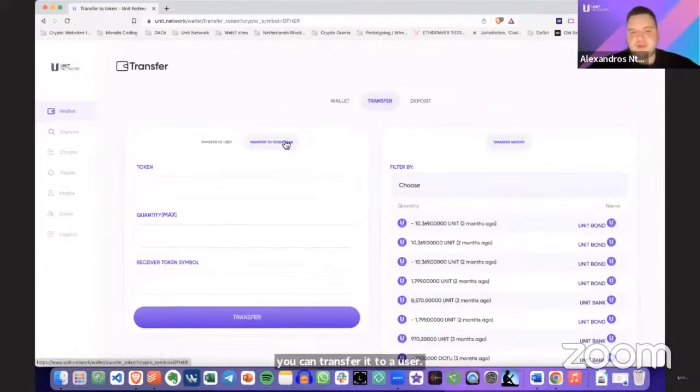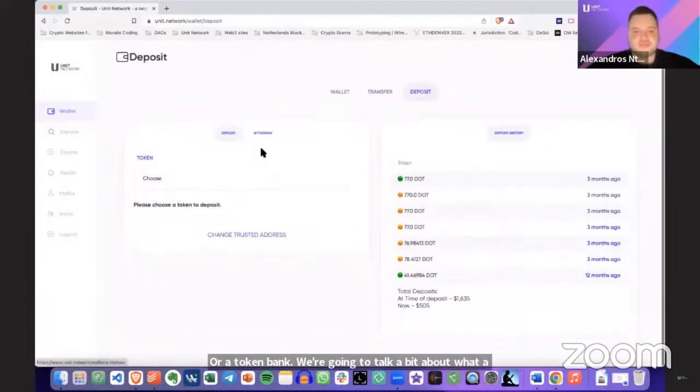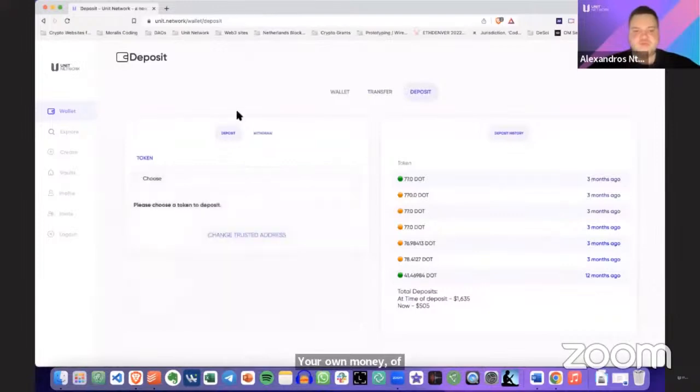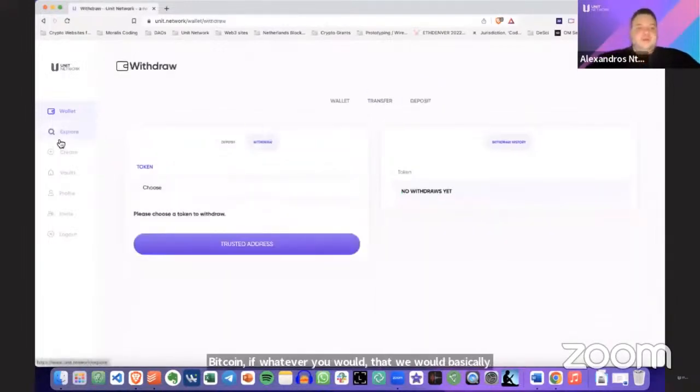We're going to talk a bit about what a token bank is afterwards. Or you can also deposit your own money, of course, here as well. You can see Bitcoin, ETH, whatever you would like to, or you can also withdraw, of course, as well. Any questions so far?